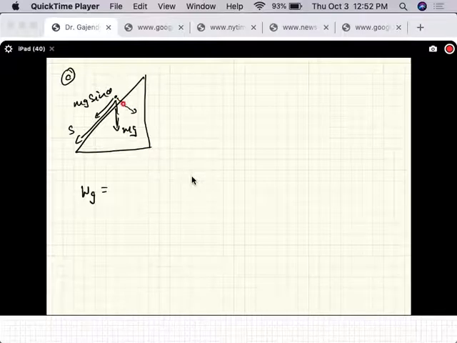Also, this force is 90 degrees to the displacement, is perpendicular to the displacement, and that's why that force doesn't do any work. Okay, so remember, the work done by any force is force times displacement times the cosine of the angle between them, and if this angle is 90 degrees, cosine of 90 is 0.